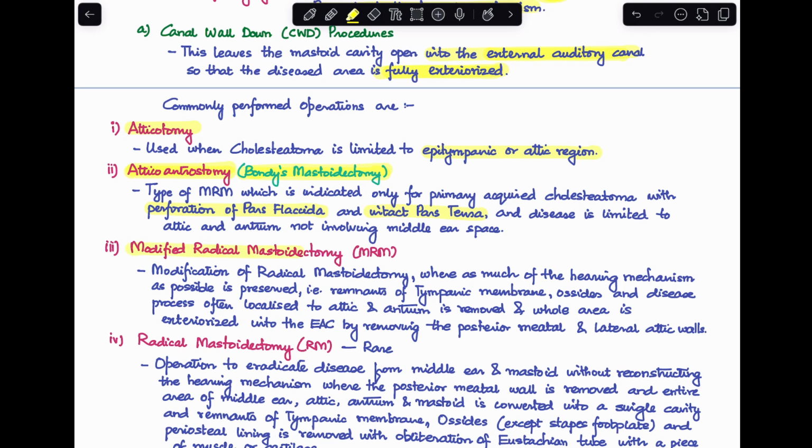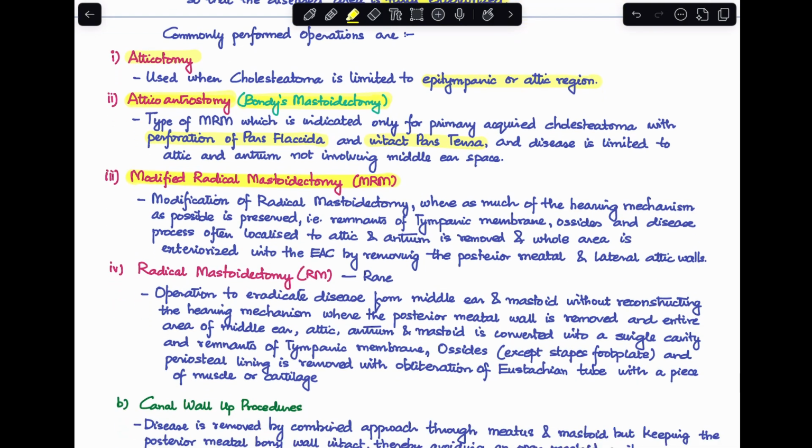The third type is a modified radical mastoidectomy. Now, modified radical mastoidectomy is basically a modification of the earlier surgery known as radical mastoidectomy, where we try to preserve much of the hearing mechanism as possible. That is, we try to retain the remnants of tympanic membrane, ossicles as much as possible, and the disease process is often localized to the attic and antrum. So this disease is removed and the whole area is exteriorized into the external auditory canal by removing the posterior meatal and lateral attic walls.